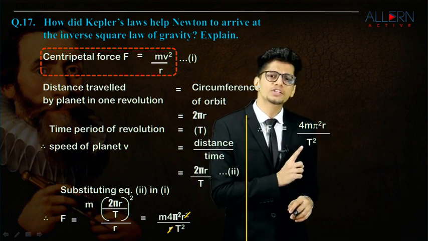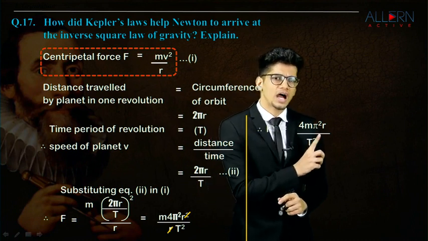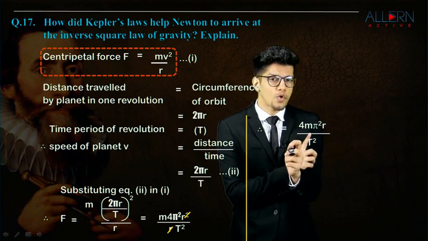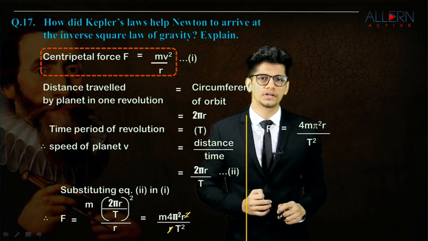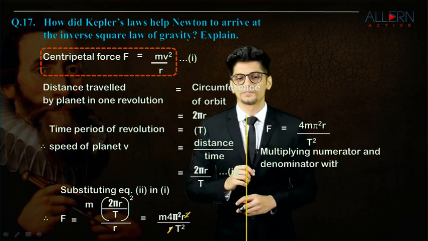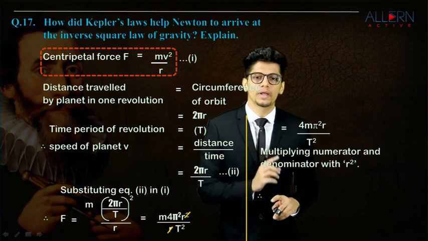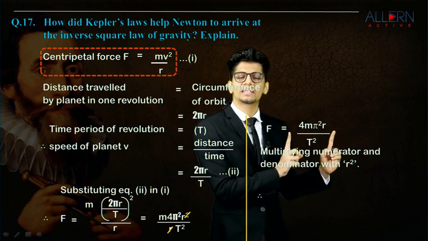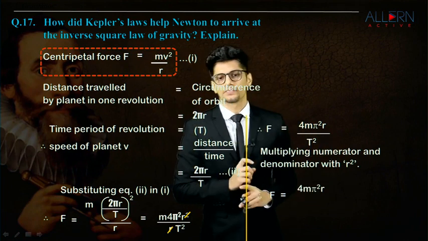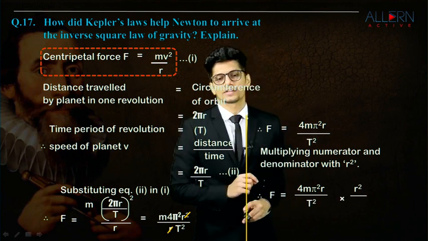Do we have a t square over here? Yes. But do we have a r cube? No, we have r. That means we need r square. So, what we can do over here is, we can multiply and divide by r square. So, by multiplying the numerator and denominator by r square, we write this entire equation as it is and into r square upon r square.